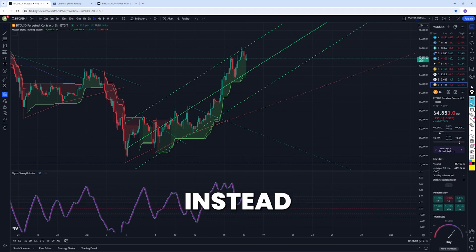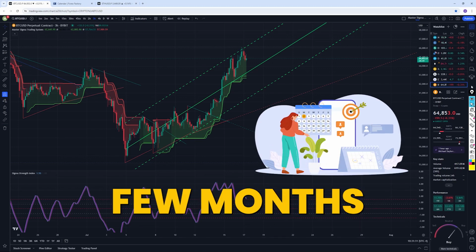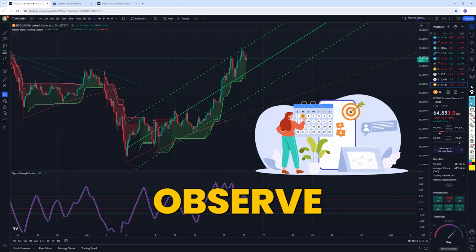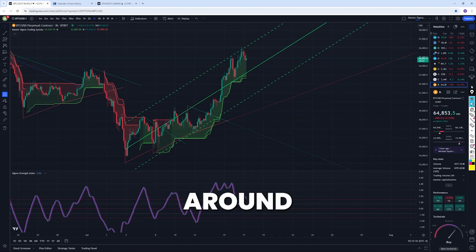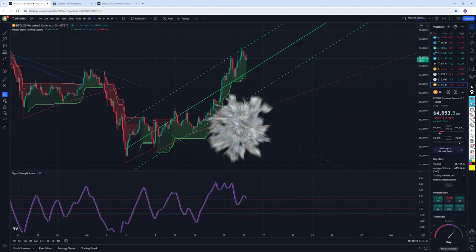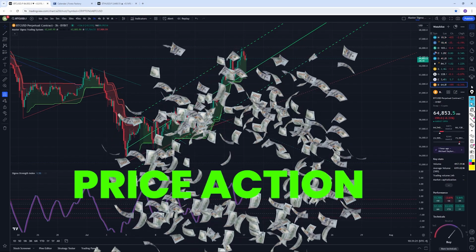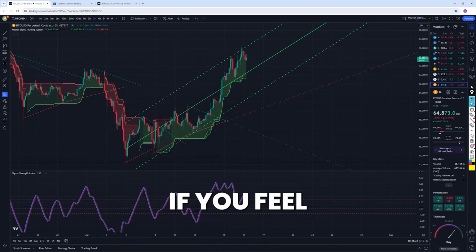What I suggest instead is for at least a few months, you take a look and observe. Don't take any trades around the time of news events. Just observe price action, and if and when after a few months you feel comfortable trading the news, then by all means go ahead. So let's get right into it.